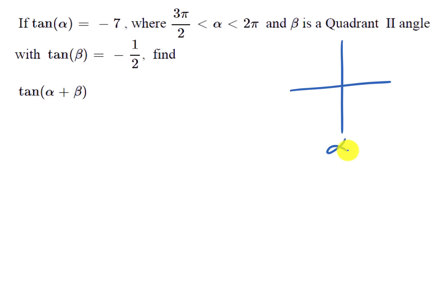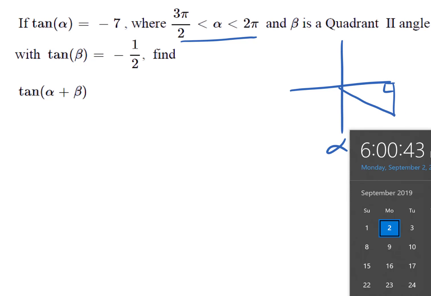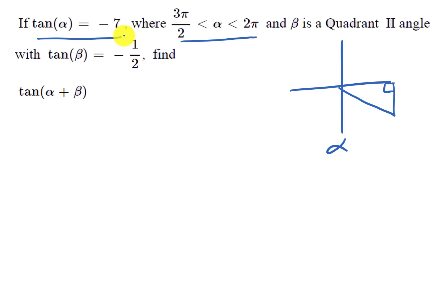So alpha needs to be in quadrant 4, between 3 pi halves and 2 pi, and the tangent needs to be -7. Tangent is opposite over adjacent, and we can always make this over 1. I know that in quadrant 4, y values are negative, so I put the negative on the 7 and not on the 1. We could find the hypotenuse doing a squared plus b squared. So this is the square root of 50, which is 25 times 2, so this side would be 5 square roots of 2.